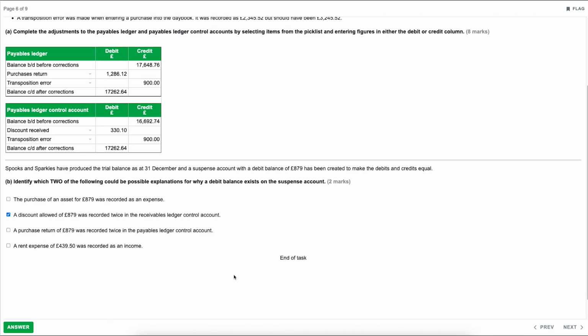And then the last one, a rent expense of £439.50 was recorded as income. So that could definitely explain what this difference is. That would mean that your credits are higher than your debits, because we know that a rent expense should have been entered in as a debit into the rent expense account, but it's been entered in as income, which is a credit, which means our credits are too high and our debits are too low. So that again would be a possible reason.